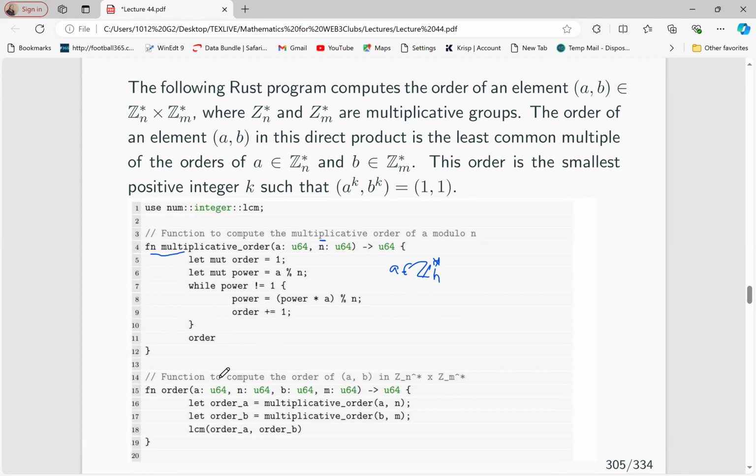And then we have this other part, this other function that will now be doing the order of this pair, AB. After this one has already been done, this one will have to get the order of A and then get the order of B. Then this one now combines the two and gets the order.